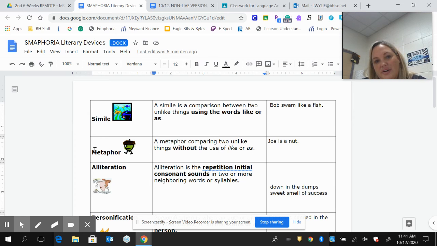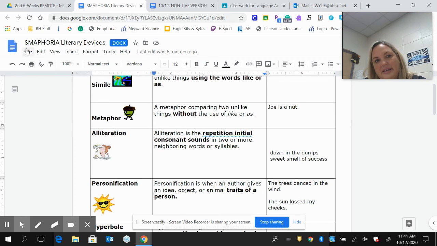You see how each letter is the letters that go into Smophoria. Okay, and these are literary devices that authors use to be more vivid, to have better visualization for the reader. You can see it, you can feel it. And you've probably heard a lot of sayings that your parents have said or that you've used. You just didn't realize that they were parts of speech or they were figurative language or literary devices.